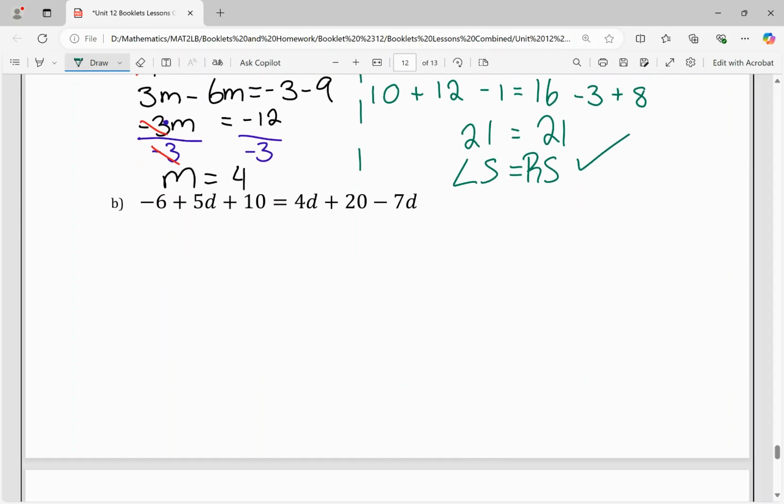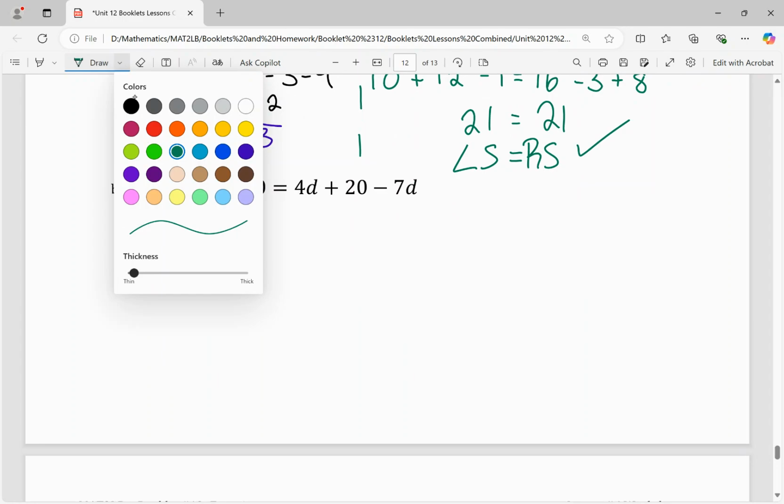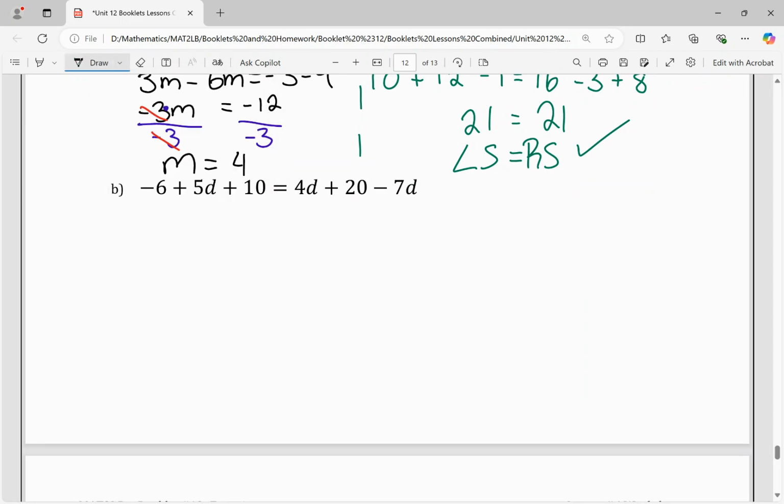Let's do this one last problem, okay? So, negative 6 plus 5d plus 10 equals 4d plus 20 minus 7d. First things first, let's simplify. So negative 6 plus 10 is going to be positive 4. So I have 5d plus 4 on the left-hand side, which is equal to 4d plus 20 minus 7d.